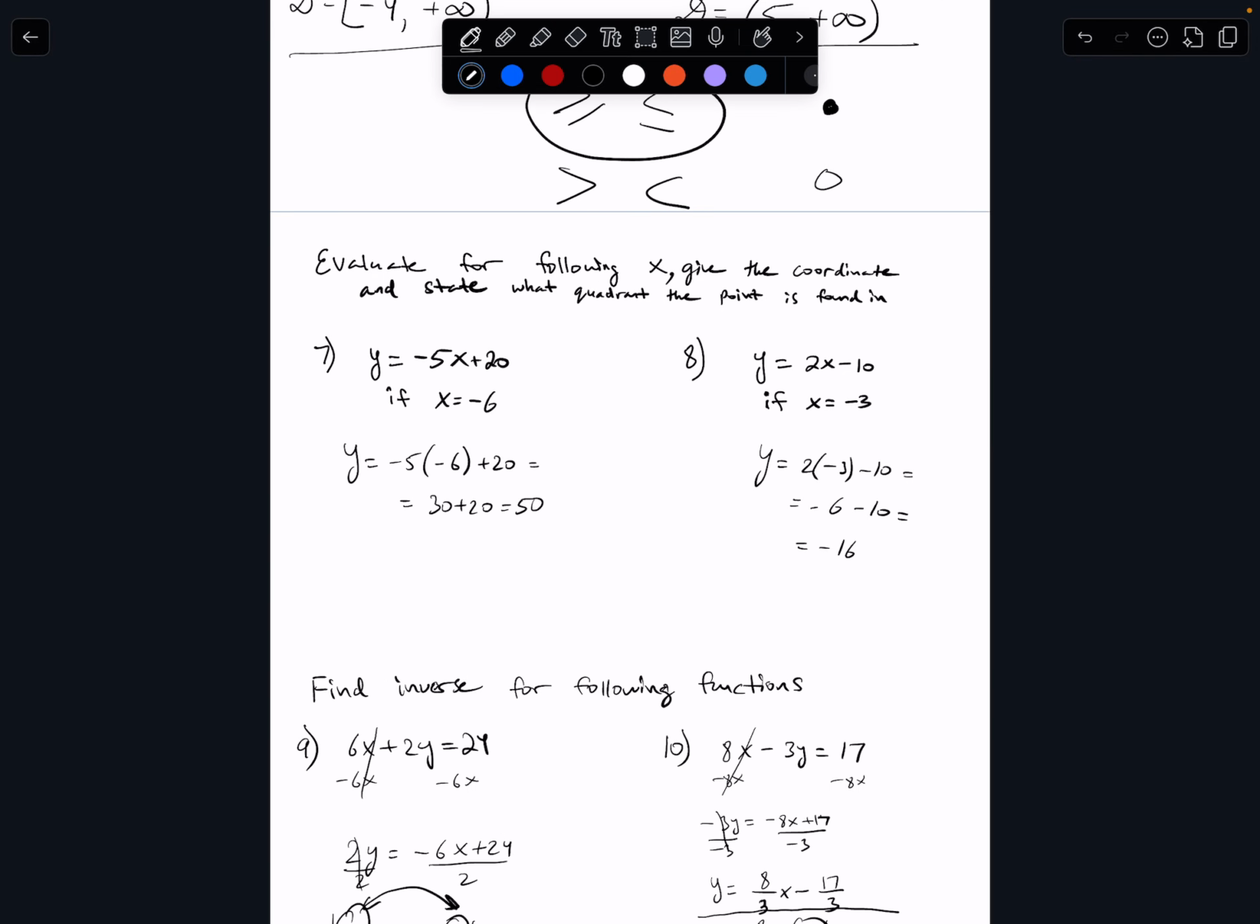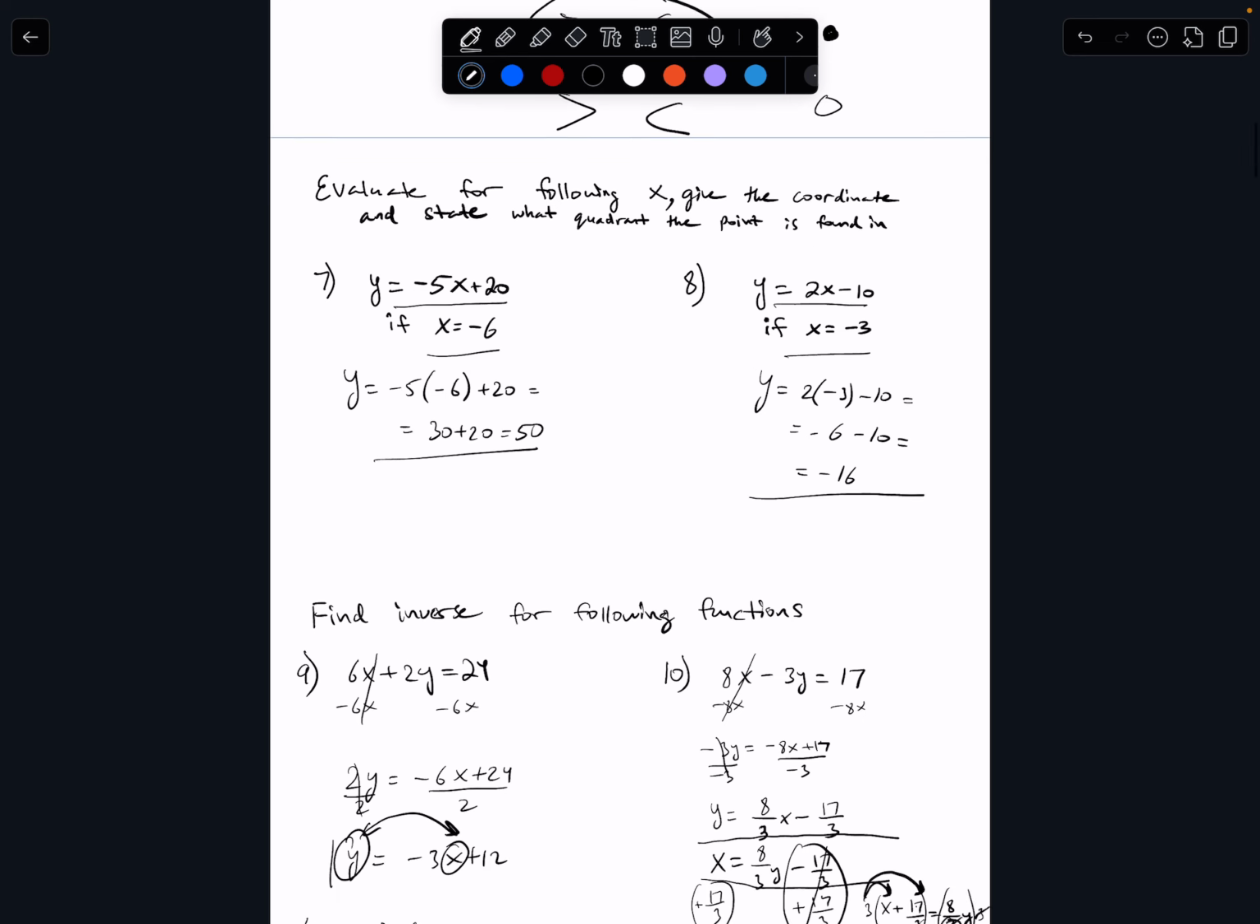Number 7, 8 is very easy. I give you an equation and I ask you to find y if x is something. So you just have to plug it in and find your y.